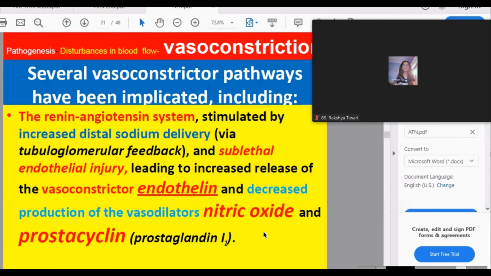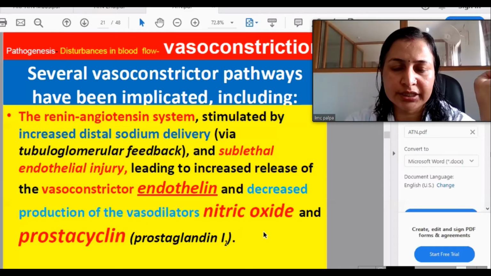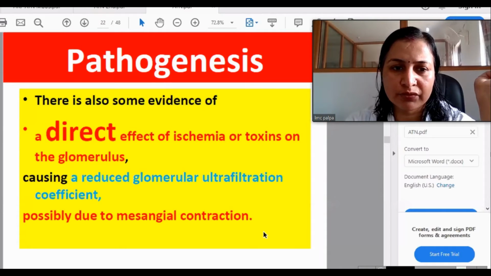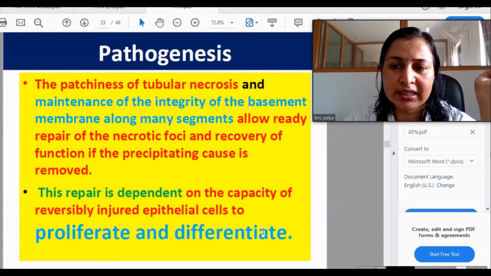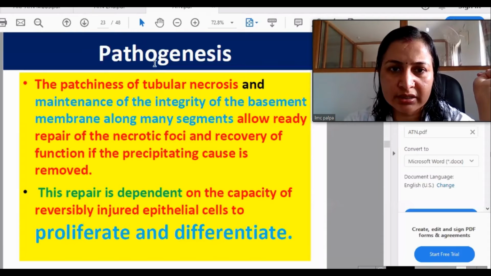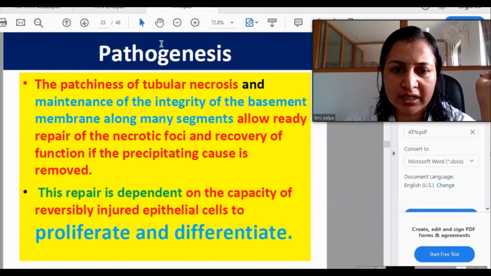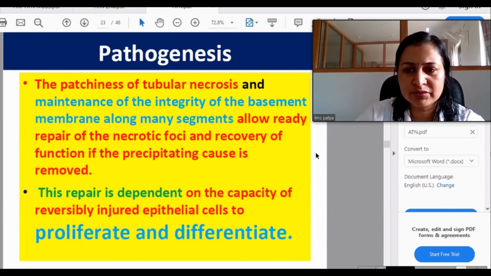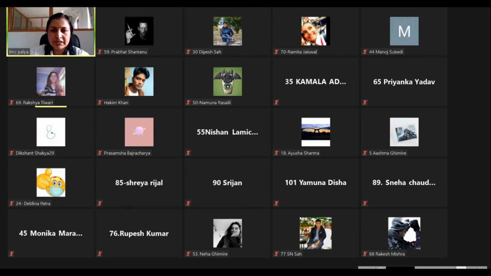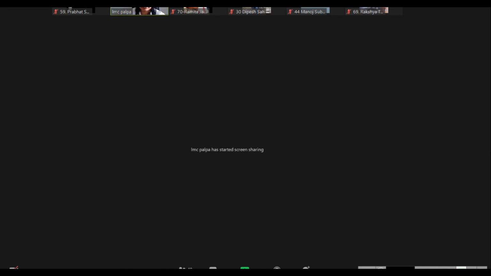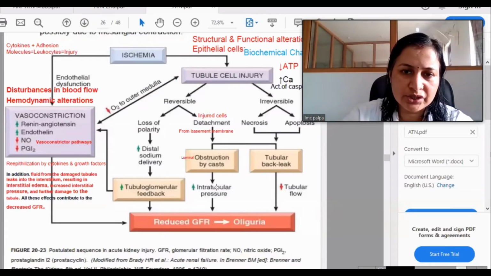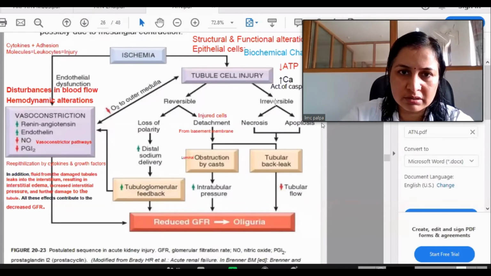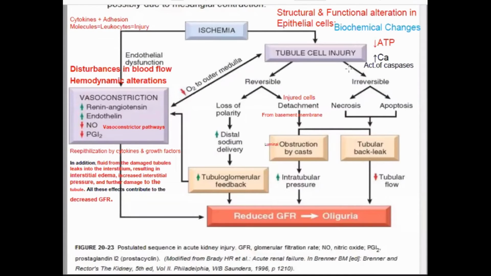Now, these are a little detailed, and I guess you people will not be able to catch it. So don't forget that there is overall hemodynamic alteration that will cause decreased GFR and further renal damage. Pathogenesis is there in your curriculum, so you have to understand that. See this table. This table will help you understand the entire thing we just discussed. You can take a screenshot or a picture of this, so you can go through it.